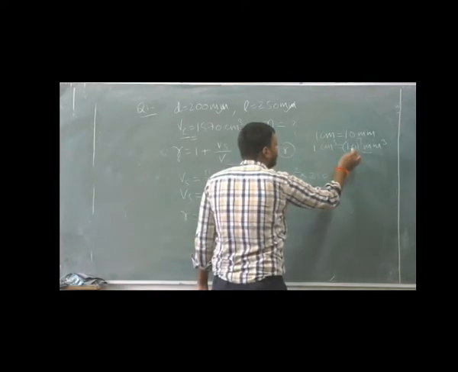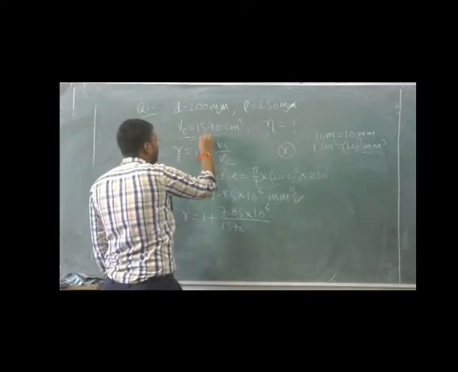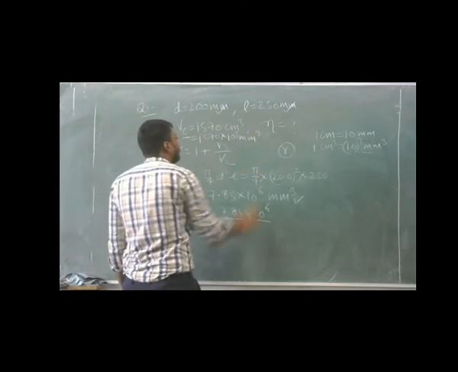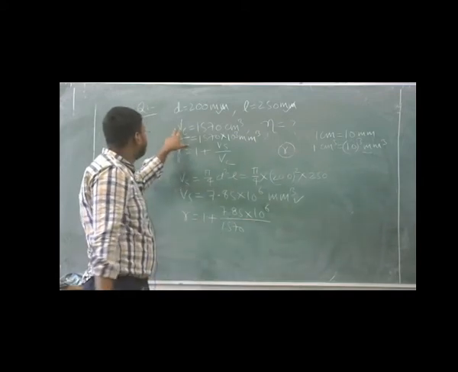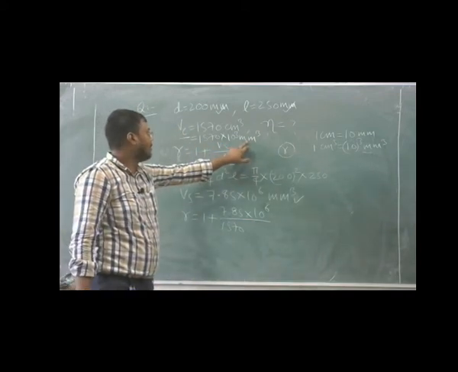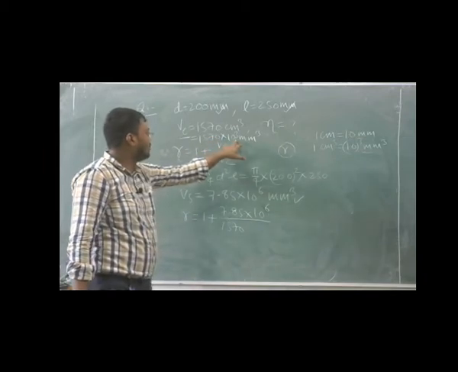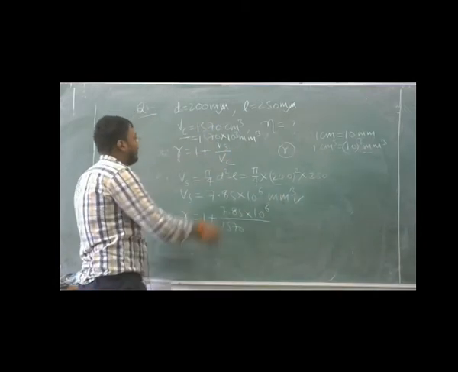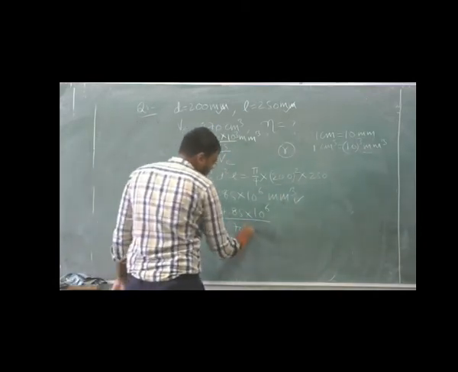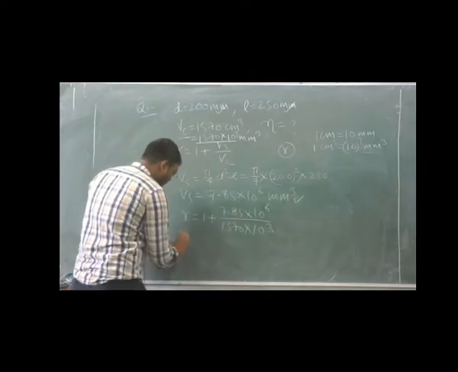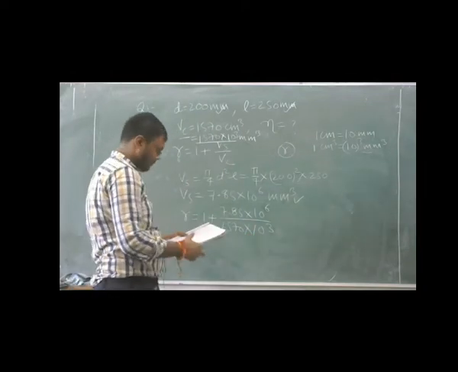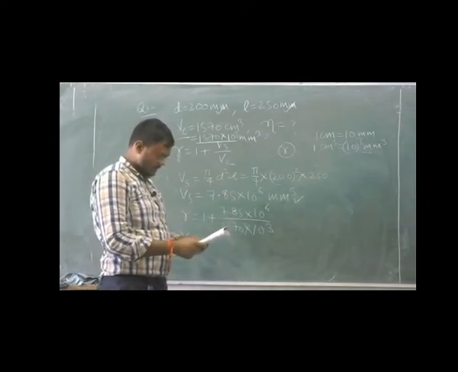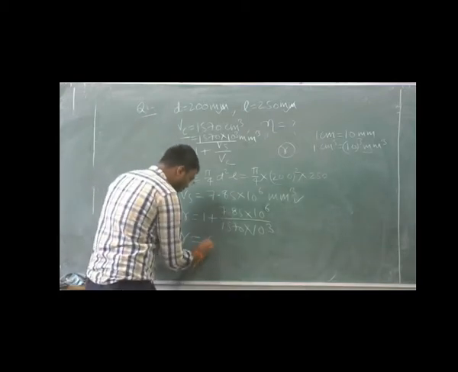If 1 centimeter cube is equal to 10 to power 3 mm cube, then here we can say that 1570 into 10 to power 3 mm cube. So now this value of Vc is in mm cube. Now put here 1570 into 10 to power 3, it is also in mm cube, and Vs is also in mm cube. So here we got the value of R equal to 6.